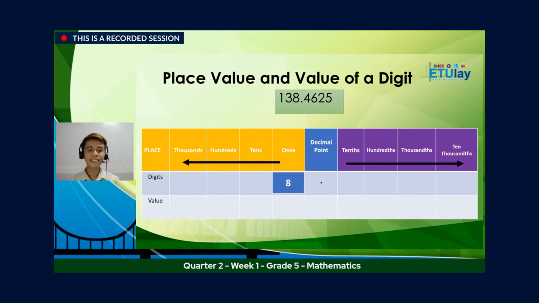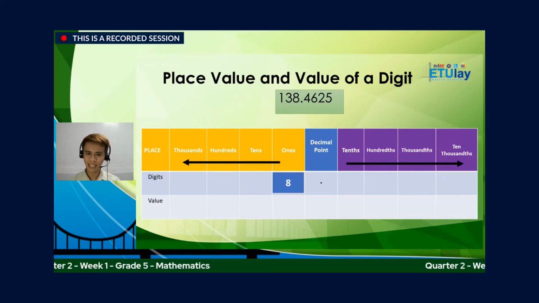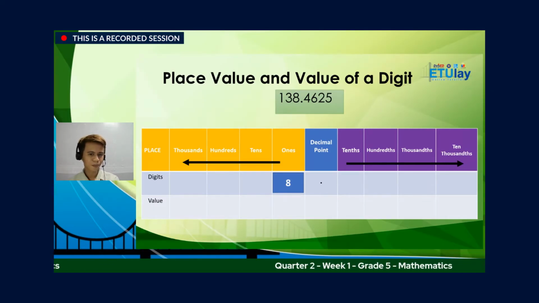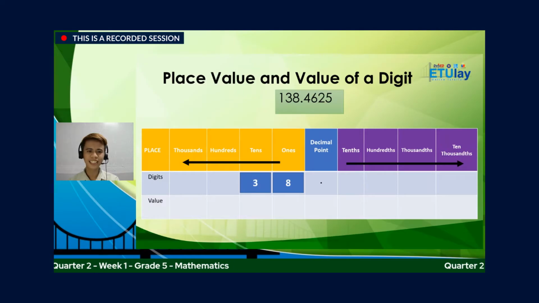So 8 ang digit na nasa ones place. Ngayon naman, alam nyo kaya kung ano ang digit na nasa tens place? And if your answer is 3, you are correct. Ang galing. So ang nasa tens place naman natin na digit ay yung 3, since siya ang pangalawang digit, kasunod nung 8 mula dun sa decimal point.